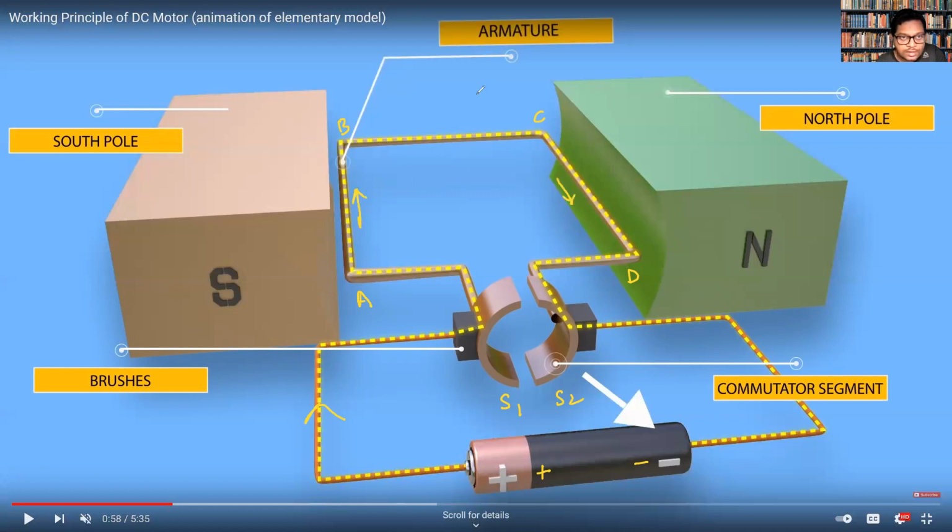So remember that. Let us draw the direction of current on the wire so it's not confusing. Right, so what I want you to understand is current is flowing from A to B and C to D. That's the direction of the current.